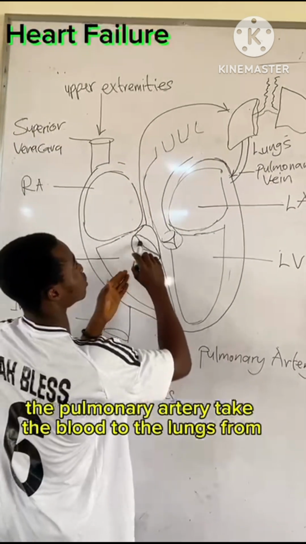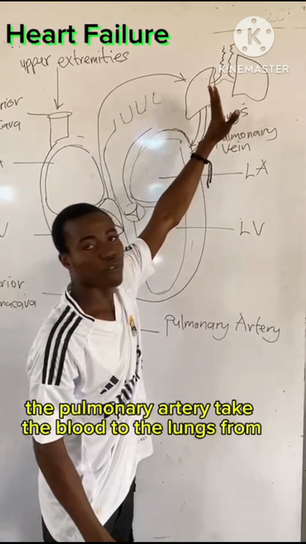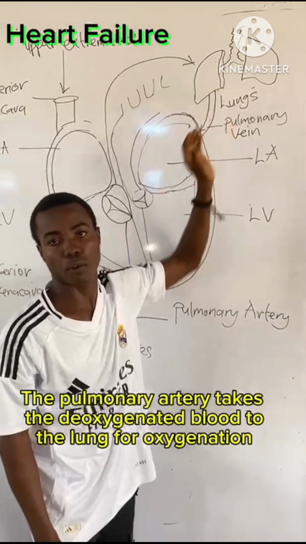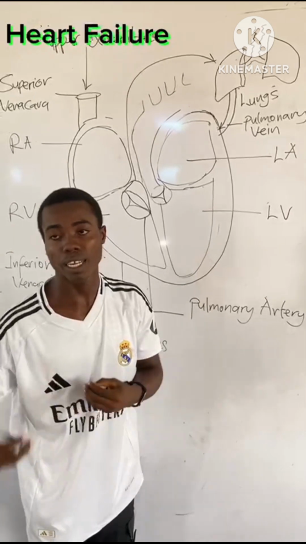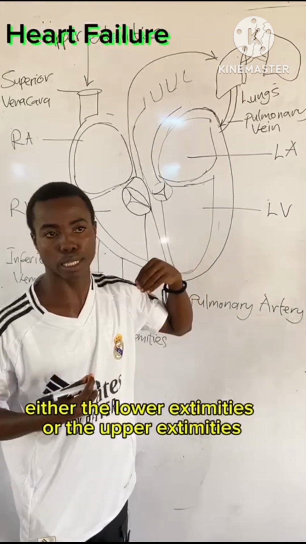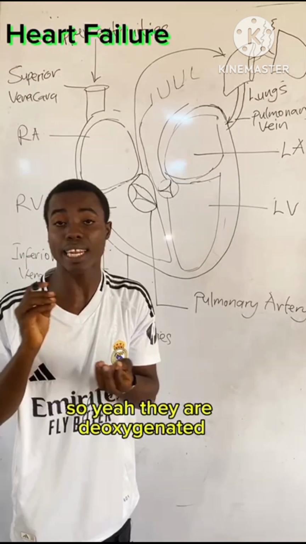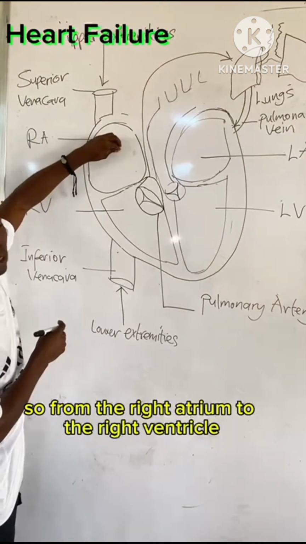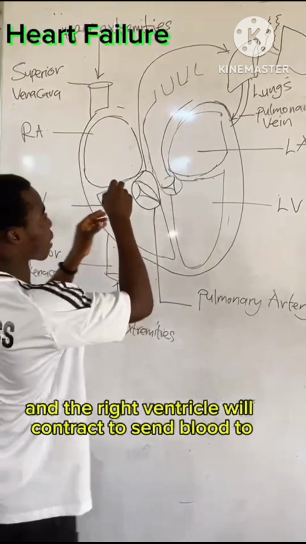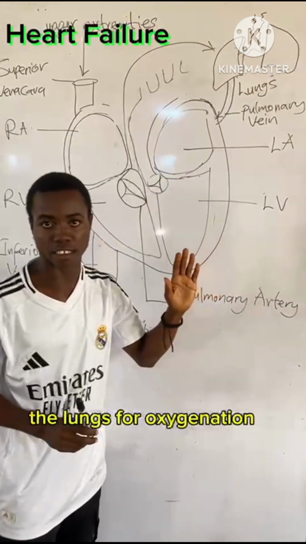The pulmonary artery will take the blood to the lungs. It will take the blood to the lungs for what? Oxygenation. Because the blood returning from either the lower extremities or the upper extremities is deprived of what? Oxygen. They are not having oxygen, so they are deoxygenated. So from the right atrium to the right ventricle, then the right ventricle will pump into the lungs for oxygenation.